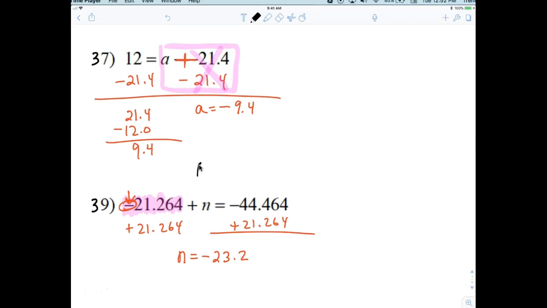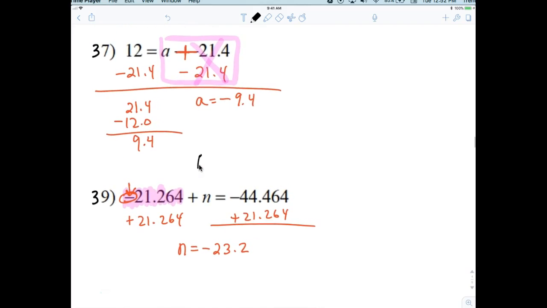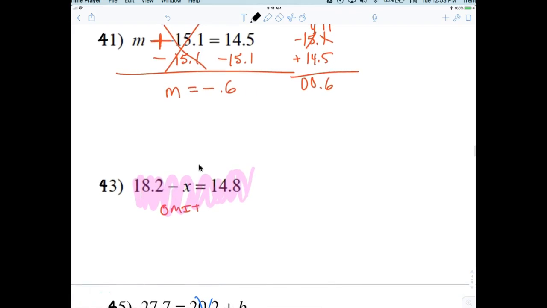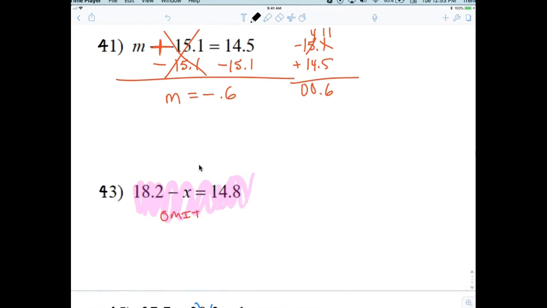Now, on some of these, this one I believe there was a double negative, correct? So we changed to positive. All right. Is everybody good with that being negative 9.4? Yep. And then 39, negative 23.2. I got negative 22. Yeah, the zero's at the end, right? Doesn't matter. Very good. All right, let's go to 41. Is 41 the same as negative 0.6? Anybody have any questions with that?